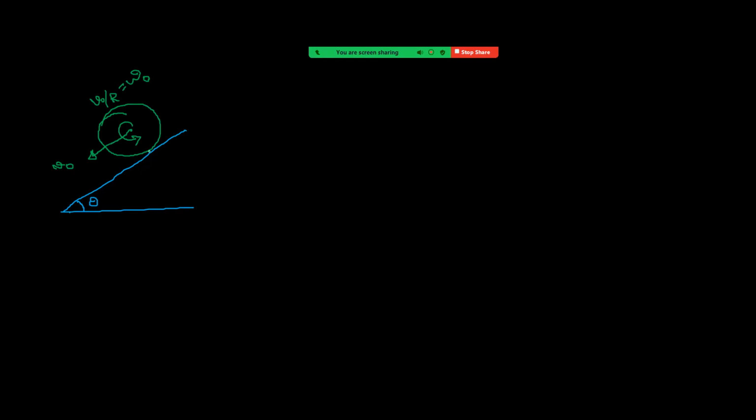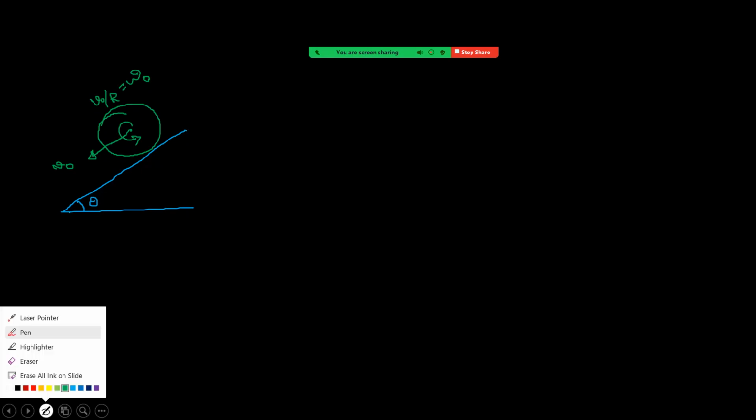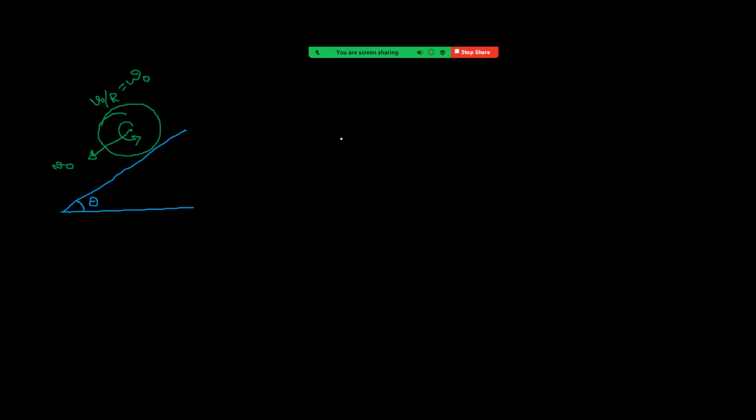Suppose this is the initial position of the sphere. This is the contact point about which we want to calculate the change in angular momentum. So initially the sphere was at this location. Now the sphere keeps on moving down, it rolls down the incline. About this point, we have to calculate the change in angular momentum.